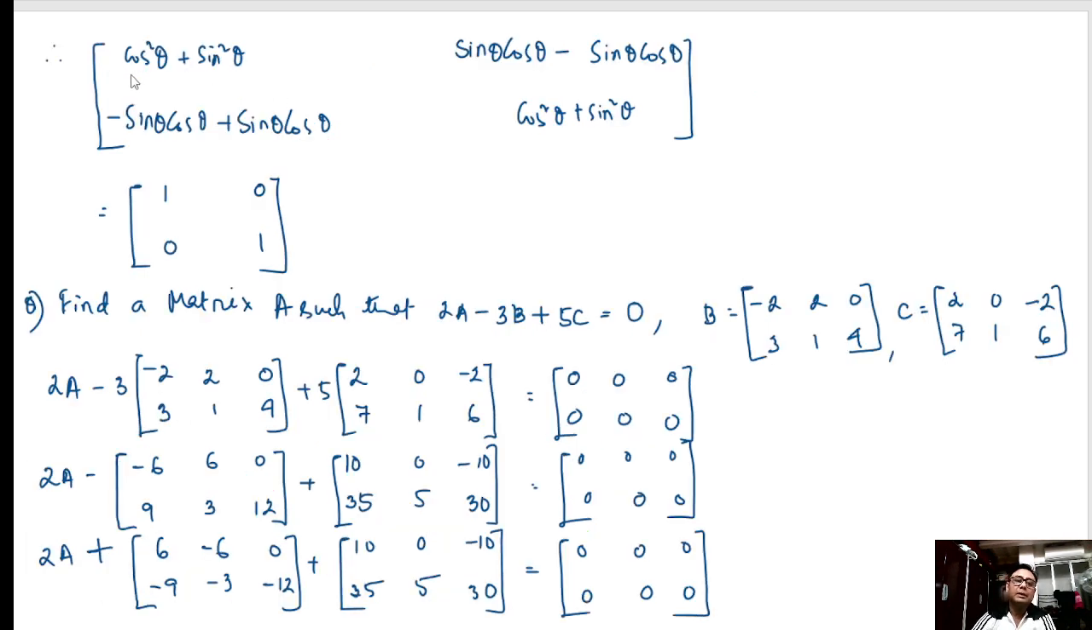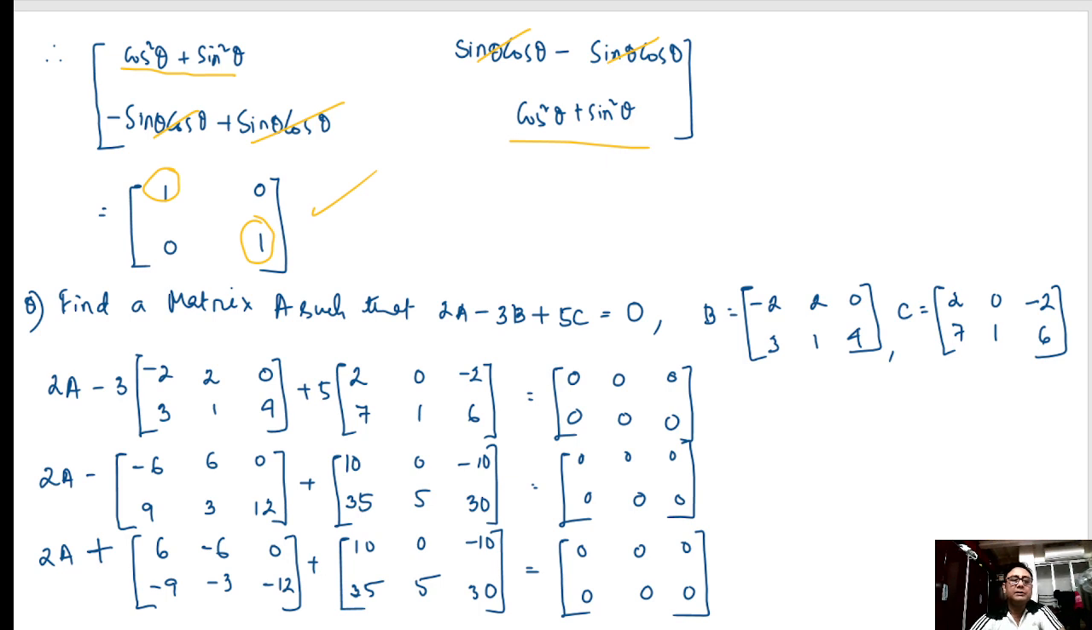Now sin square theta plus cos square theta is 1. Sin square theta plus cos square theta is 1, and this will be cutting out to 0. So we get this as the answer. Clear?